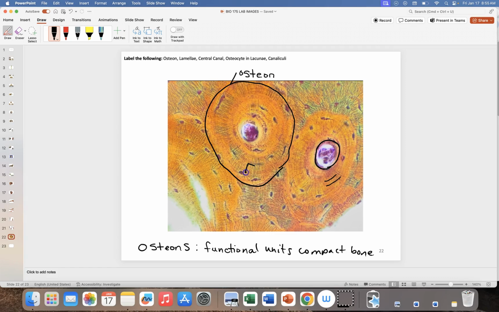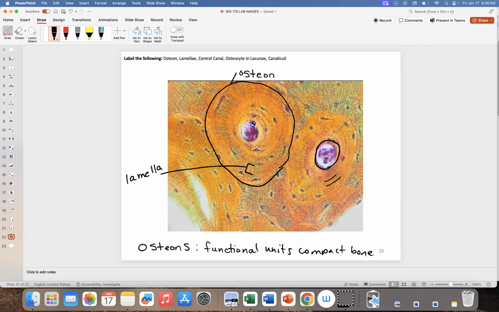If I just make a bracket here for one of these rings, this ring of compact bone in the osteon is known as lamella, or lamellae for plural, so multiple rings would be the lamellae. Again, these are going to be the rings that we see in the osteon, and that's the bone matrix that creates these rings, that matrix of calcium salts.